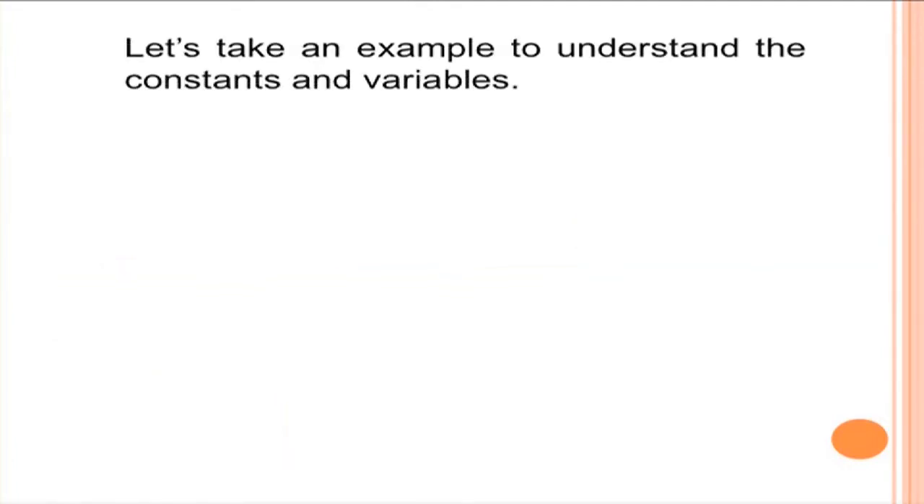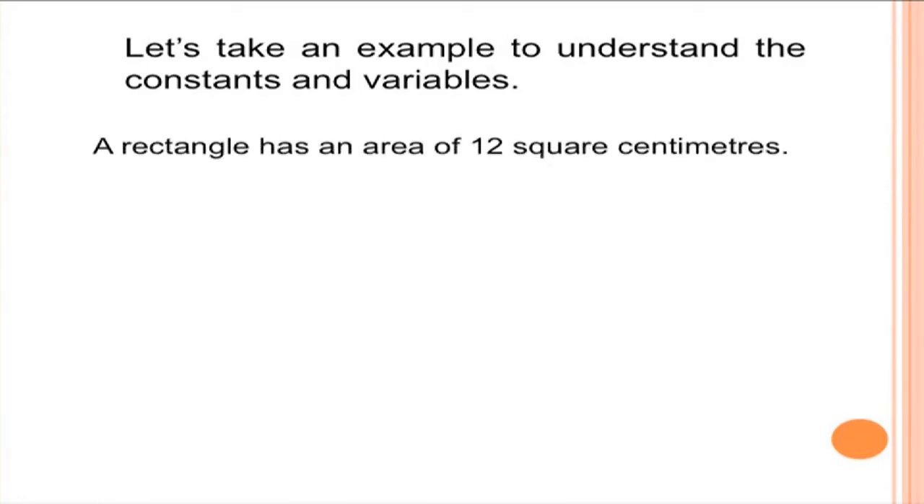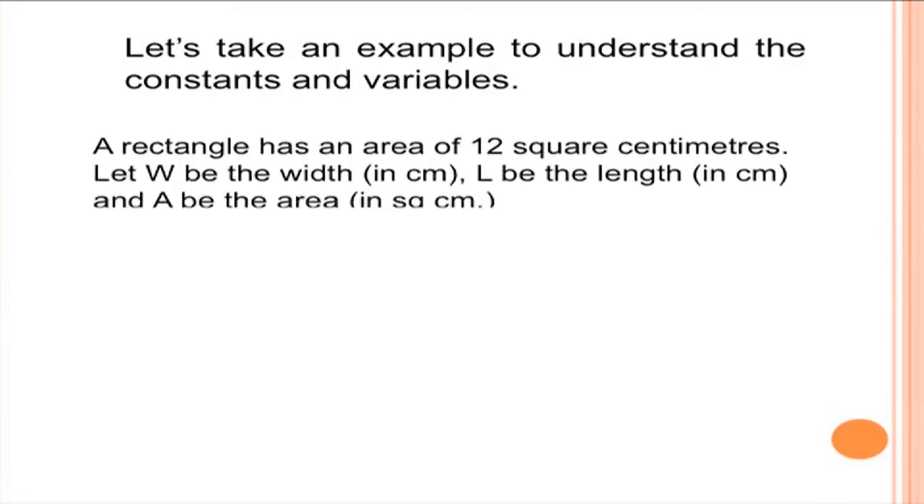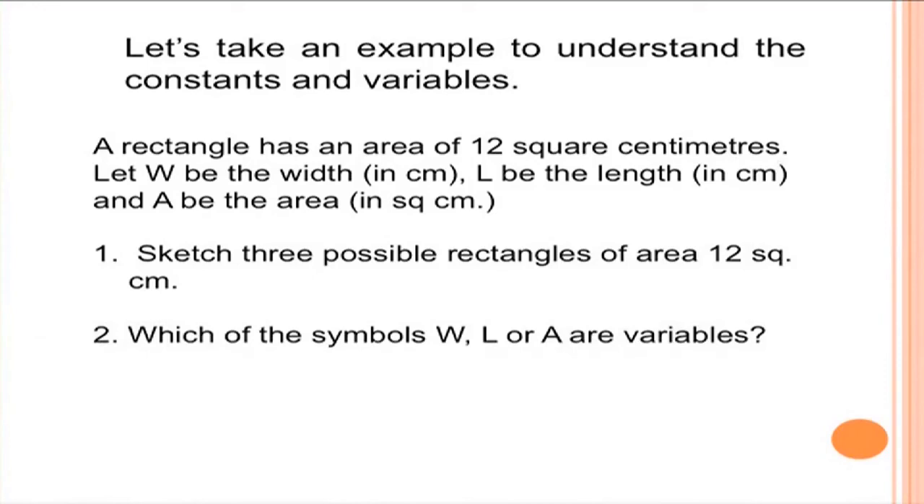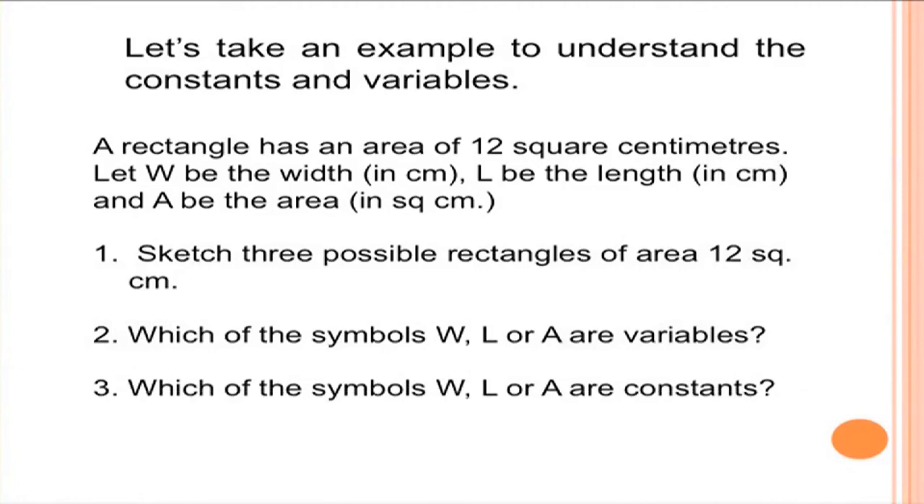Let's take an example to understand the constants and variables. A rectangle has an area of 12 square centimeters. Let W be the width in centimeter, L be the length in centimeter, and A be the area in square centimeter. Firstly, sketch 3 possible rectangles of area 12 square centimeter. Secondly, which of the symbols W, L or A are variables? And lastly, you have to find out which of the symbols W, L or A are constants.